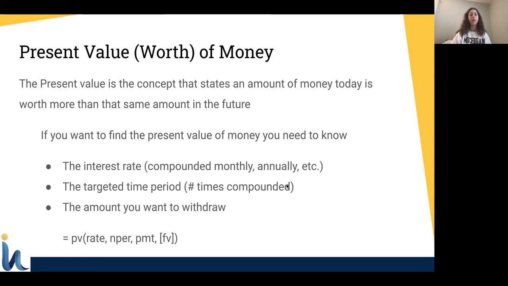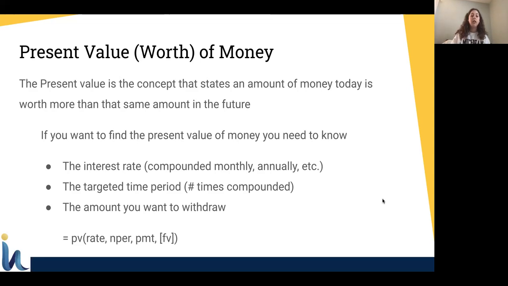So if you want to find the present value of money, you need to know the interest rate. Usually it says compounded monthly or annually, which means the interest rate is applied either monthly or annually. It could be once a year, twice a year, 4 times a year, anything like that. And then you're going to want the targeted time period. So if you have money today, when do you want to take that money out? Or how much money do you want by a certain date?